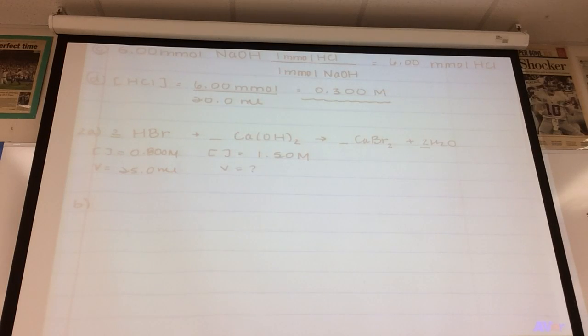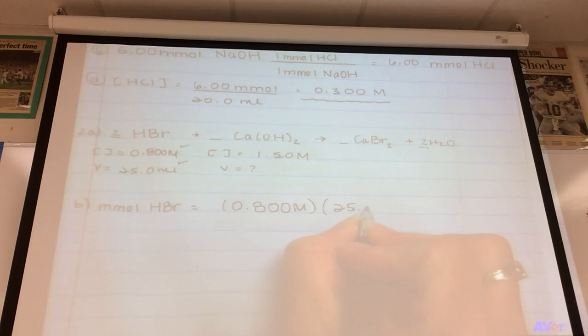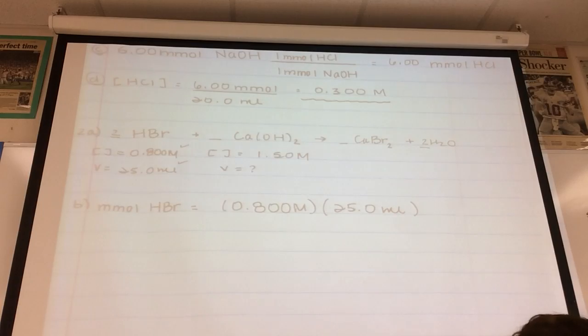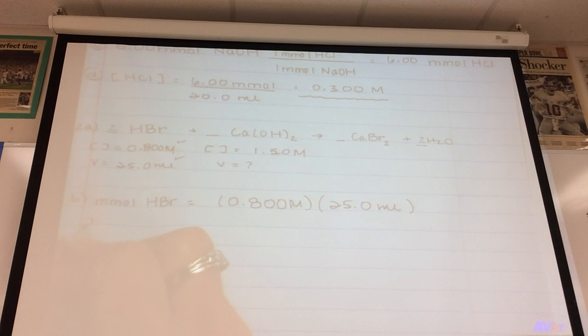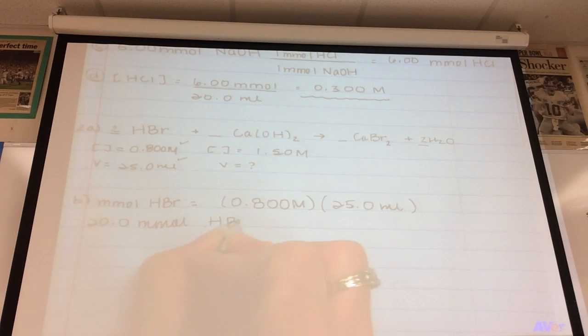We're going to get millimoles of which substance first? Why will we get it for the hydrobromic acid? Because you have both the variables. You got it. You have both the concentration and the volume. That's going to be 20 millimoles of hydrobromic acid.